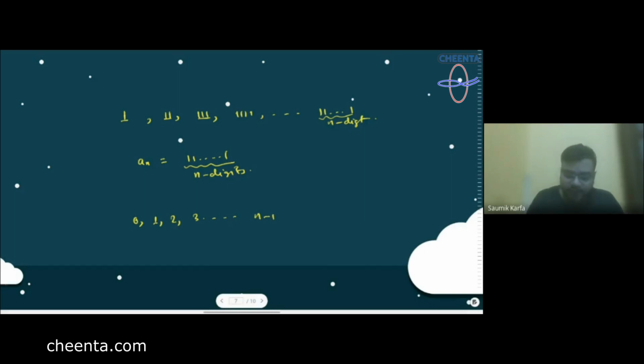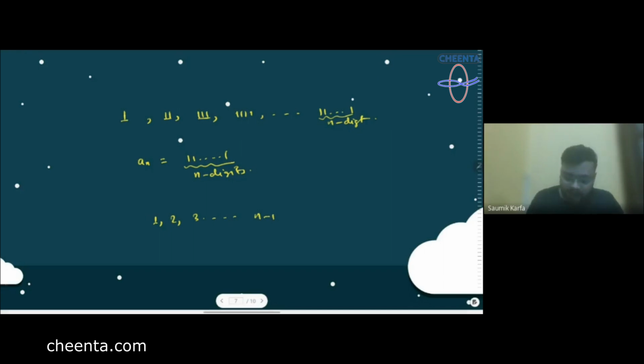Now, if we try to divide all these numbers by n, we cannot get 0. Why? Because we already considered that none of these numbers are divisible by n. So we should not get 0 as the remainder. So the possibilities of remainders are starting from 1 to n minus 1 only.